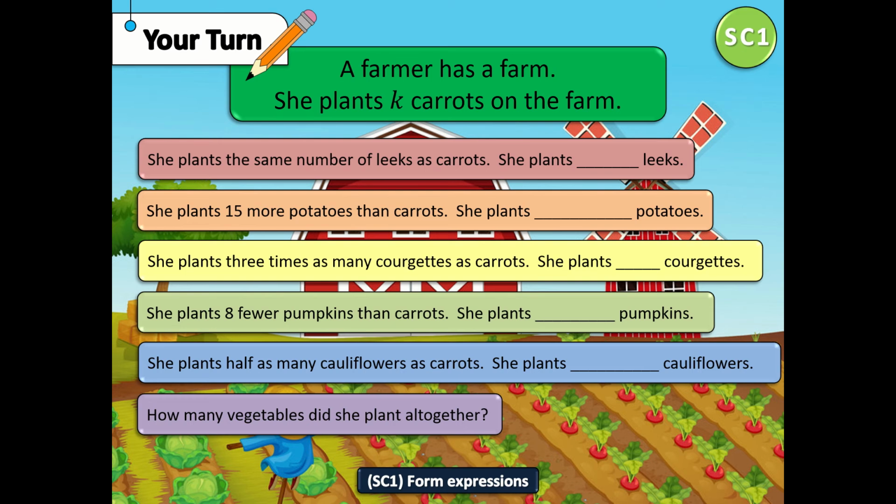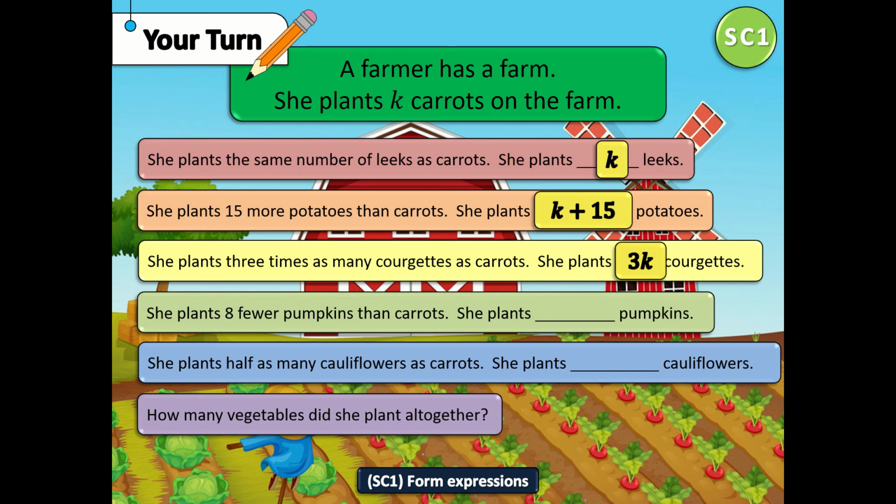So we're told a farmer plants K amount of carrots on the farm. She plants the same number of leeks as carrots, so we can say that she plants K amount of leeks. She plants 15 more potatoes than carrots, so she plants K plus 15 potatoes. She plants 3 times as many courgettes as carrots, so she plants 3K amount of courgettes.